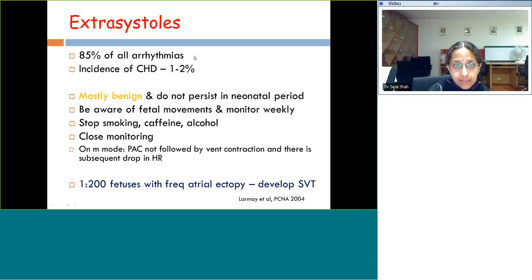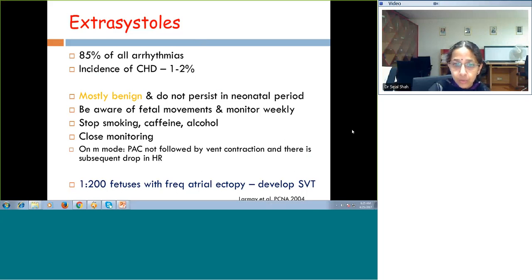Now, most of these extrasystoles do not tend to persist in the neonatal period. Reassure the mother and tell her to be aware of fetal movements. We need to monitor them weekly or once in 2 weeks. Why do we need to monitor? Because occasionally these fetuses with frequent atrial ectopy can develop supraventricular tachyarrhythmias, though the chances are very, very little. The mother is advised to avoid caffeine, chocolate, coffee, tea, and have close monitoring. That is all that is needed.